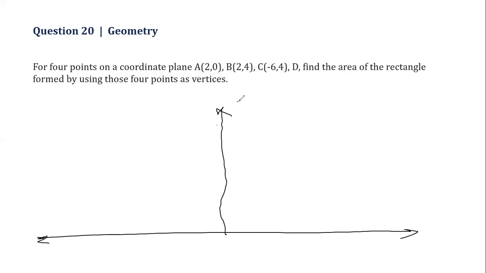So this is y, this is x. And as we can see, the format is xy. So 2, 0, that would be located here.